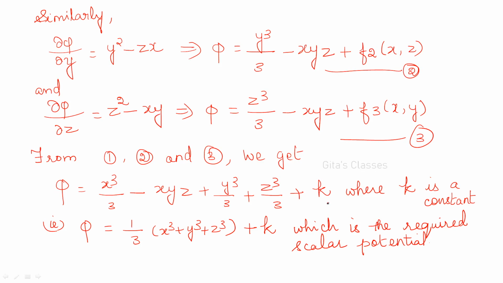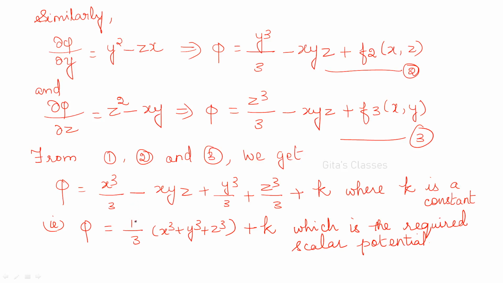It cannot be a function of x, y, z. Otherwise we will have some more function to be added in the differentiation. That is why these three are possible only if the constant is a constant which is not a function of any x or y or z. Therefore phi is equal to 1 by 3.